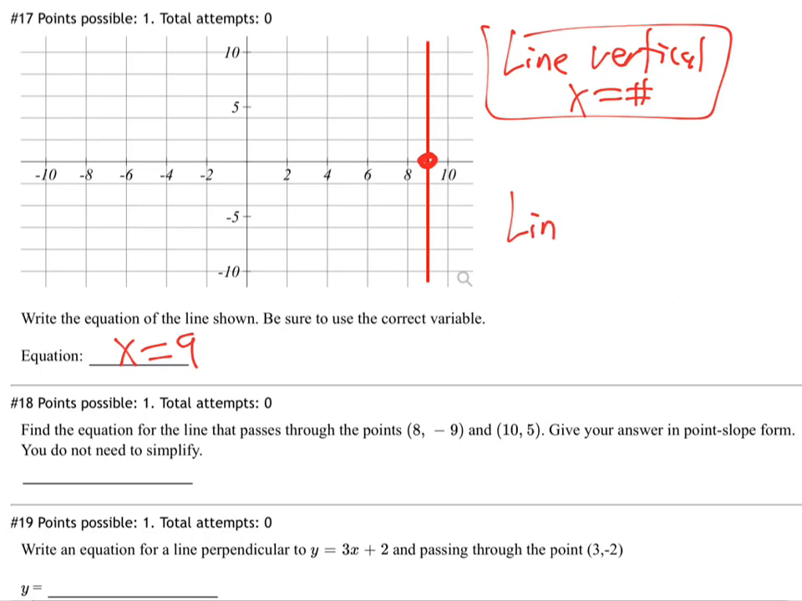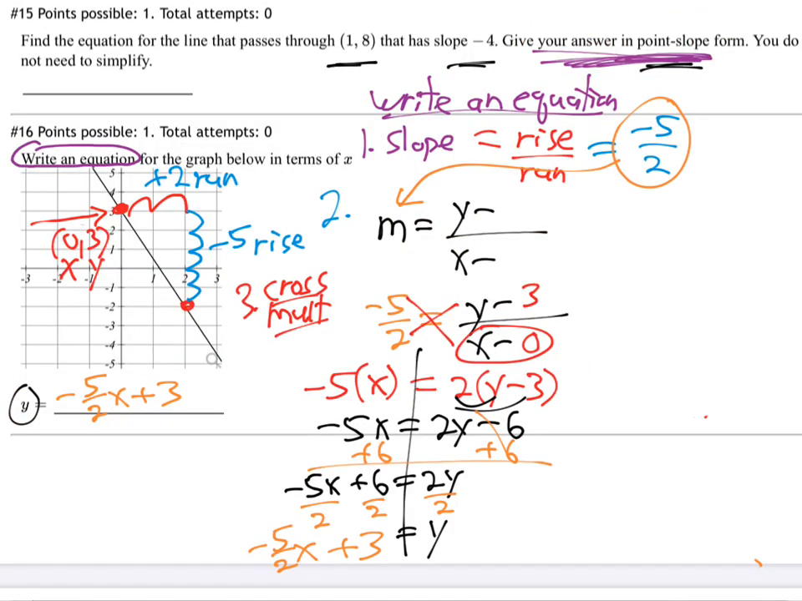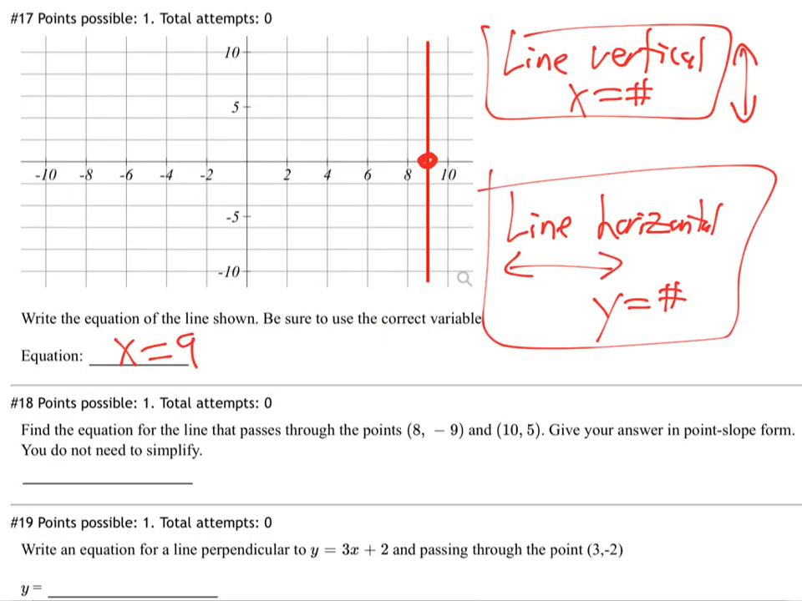If the line is horizontal, flat, they'll give us some of those. If it's horizontal, it's just going to be y equals a number. See, these kinds of equations don't have both letters. They only have one of the letters. Look back at the last one. See this last one we just did? This line is slanted. It's not straight up and down. It's not straight sideways. So the equation ends up having both x and y in it, doesn't it?